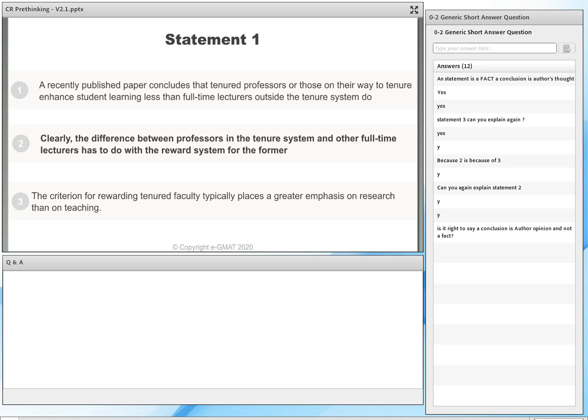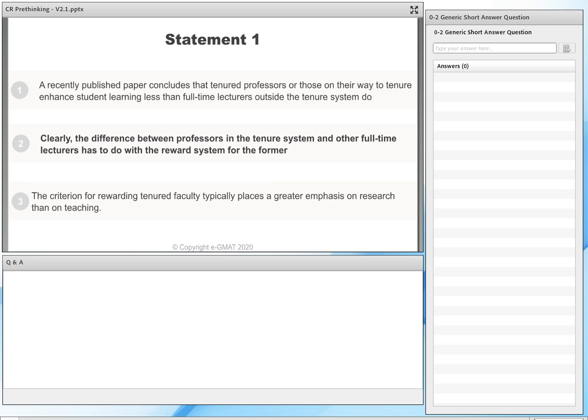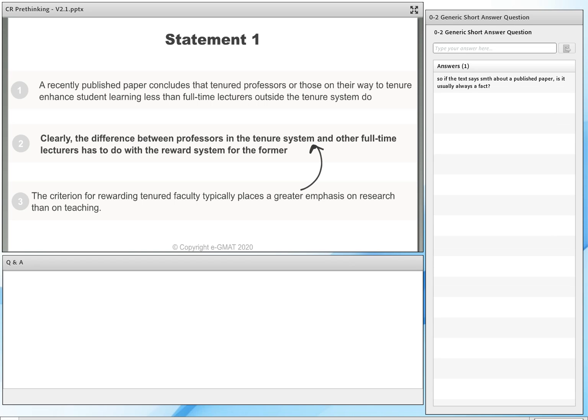Because 2 is because of 3. 3 is to support 2. So if you're going towards the ABC test, you would really just say that 3 is written to make 2 more believable over here. So that's why. Okay.